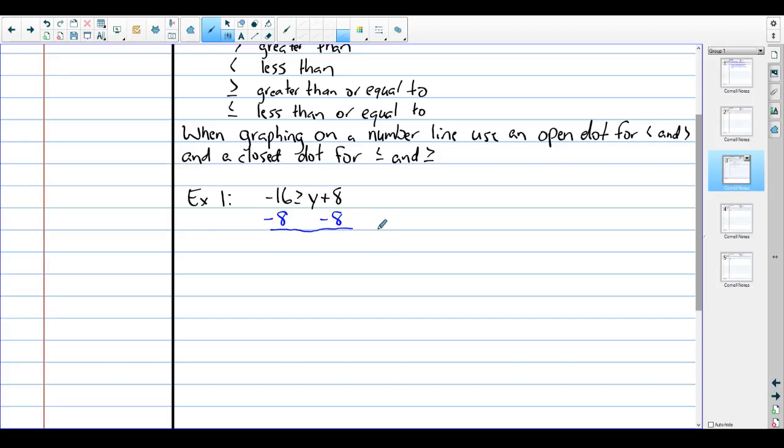So the math part stays the same. 8 minus 8 still cancels out. 2 negatives, we combine them. This becomes negative 24 is greater than or equal to y. So this is still just undo addition.